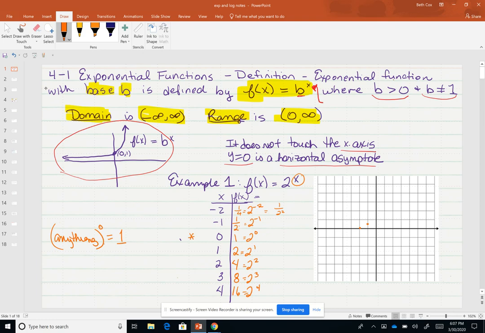And then when x is 0, we have 1. Notice this is a point on the generic graph, because anything to the 0 power is 1, so it really doesn't matter what b is. That point's usually in there. And then we have the point 1, 2, and then the point 2, 4, and then 3, 8, and 4, 16.